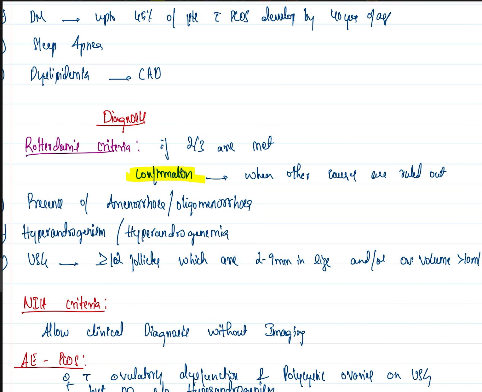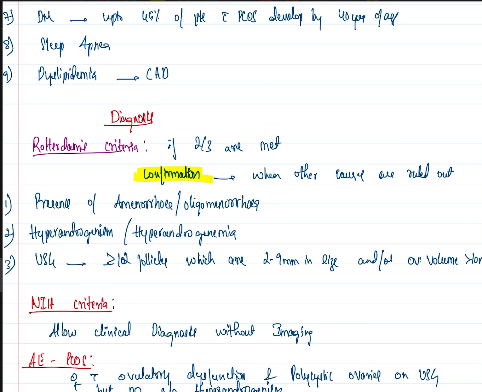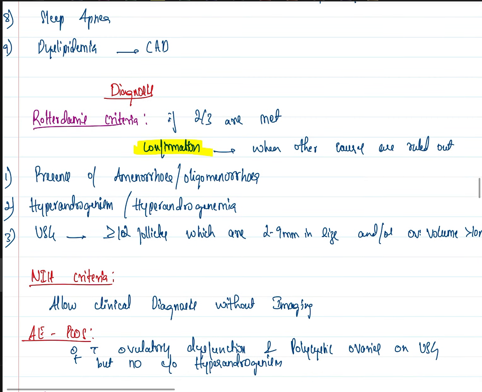Now the guidelines have changed. They consider it now more than 20 follicles which are 2 to 9 in size, and ovarian volume more than 10.